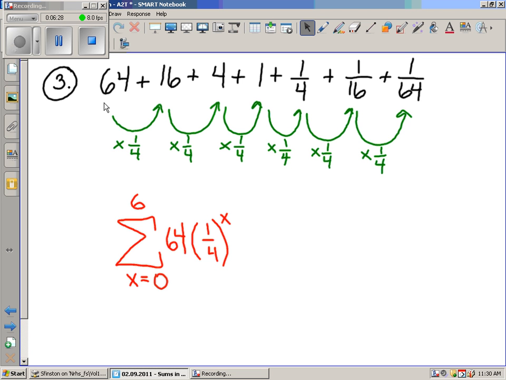In order to get this first number over here, you needed this stuff right here to eventually become 1. And the only time you get 1 is by raising it to the 0 power, which is why we're going to start x at 0. Therefore, the first term just is 64. And from there on out, you get 64 times 1/4 to the first. That'll produce 16. 64 times 1/4 to the second. That'll produce 4. All the way down to 1/64.